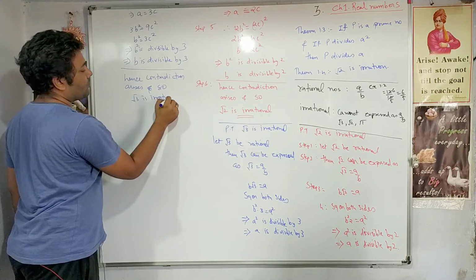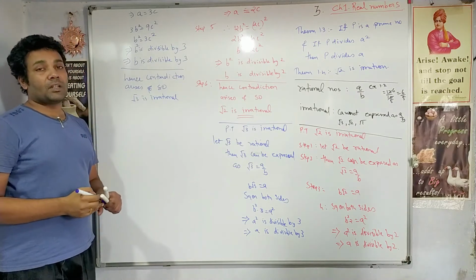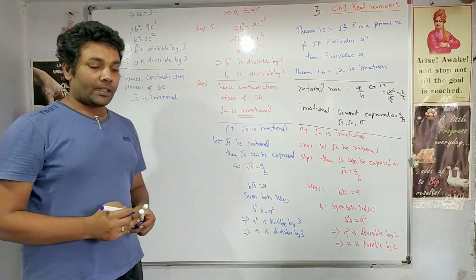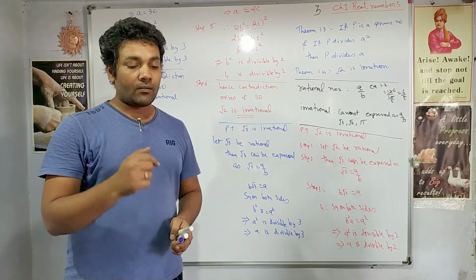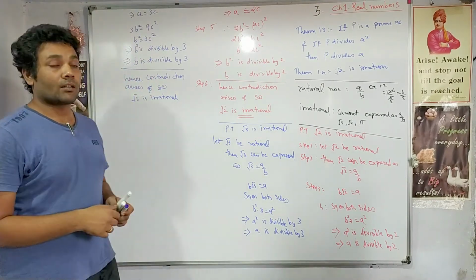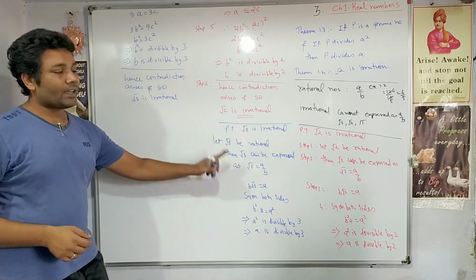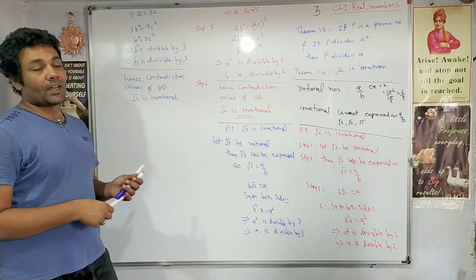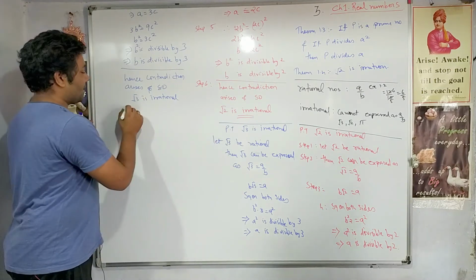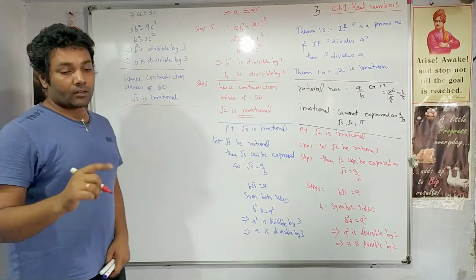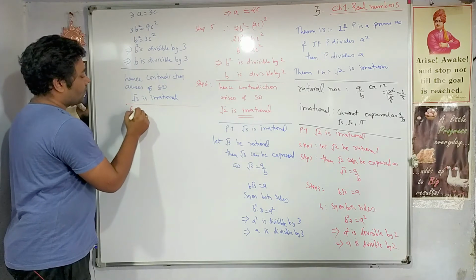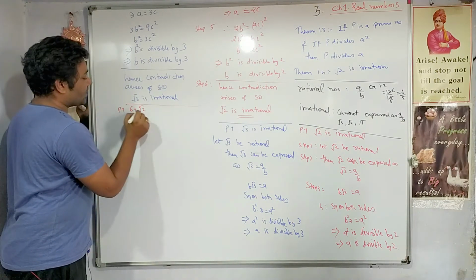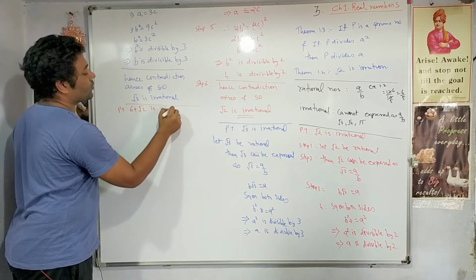Simple way to prove whether the given number is rational or irrational. Let us take some questions from the exercise. Exercise 1.3, the first question is root 5 is irrational. Exactly the same way you can do that. Let us take some complicated question, that is, prove that 6 plus root 2 is irrational.